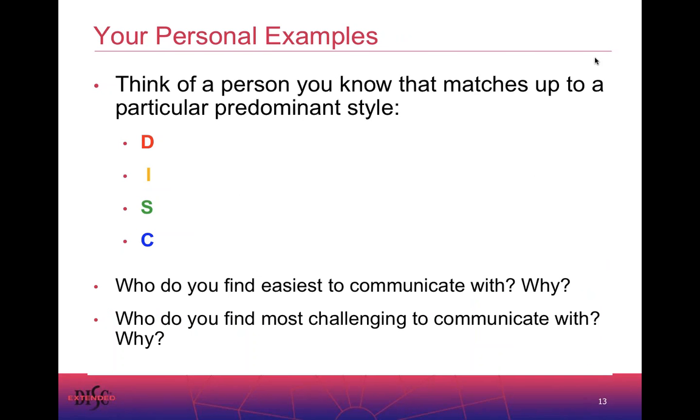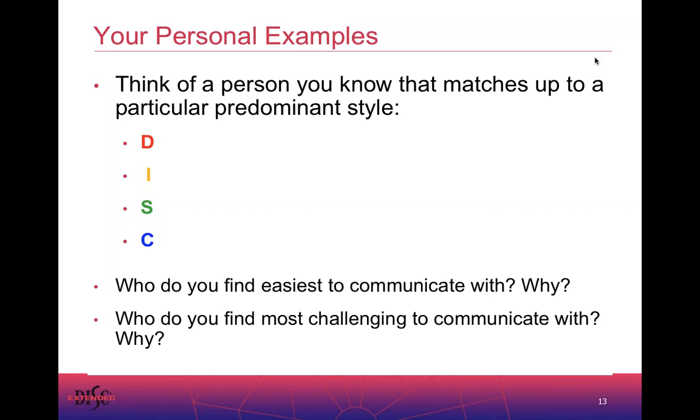Okay. Now, this is an exercise. It's called Your Personal Examples. And quite often when I'm working with a larger group, I would use this exercise more as a mental exercise. So I start off with asking people to think of a person that matches up to a particular predominant style, D, I, S, and C. Then I ask them, right off the bat, I would like you to note, I always make sure I say, please do not include your spouse, because that opposites attract language, and it kind of blows my punchline at the end if it doesn't work. So I always say exclude your spouse on this one.